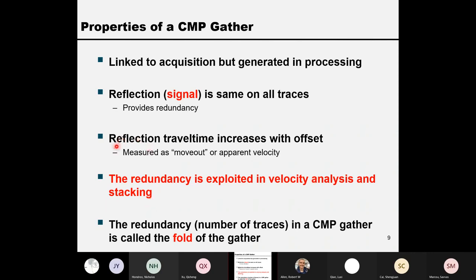One of the features here, reflection travel time, will increase with the offset, increase with the source receiver distance. We'll see this in detail. And one technical term here is called fold. The number of traces in a CMP gather, that's called fold. So the redundancy in a CMP gather is measured by the fold.